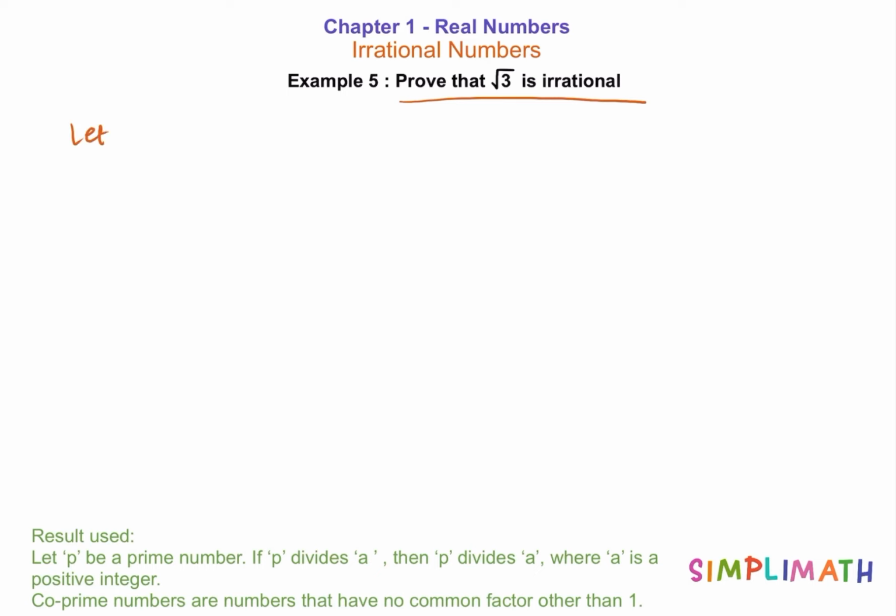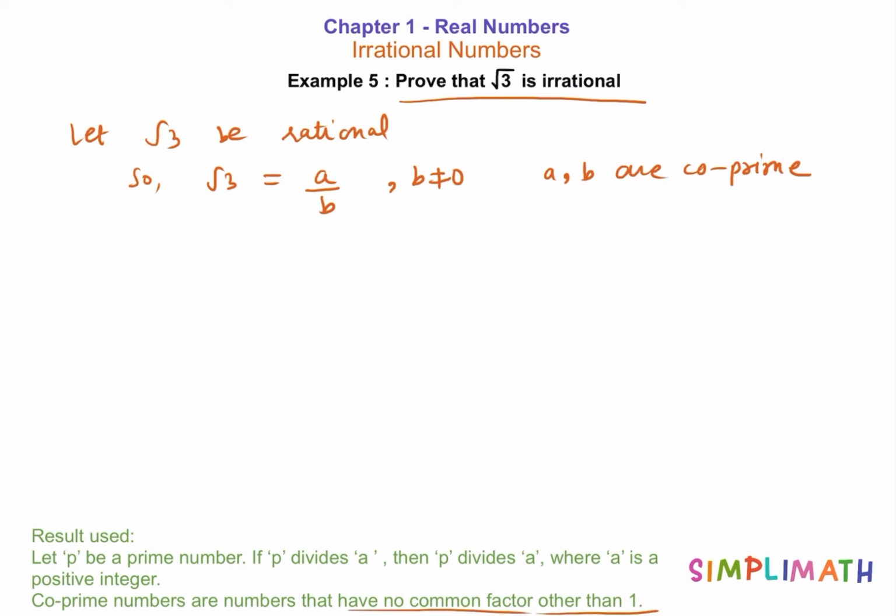Okay, so let root 3 be rational. Now we know that if we have a rational number, then it can be represented in the form of a by b, where a and b are integers and the denominator is not equal to 0. So root 3 can be expressed as a by b, b is not equal to 0, and a and b are integers such that a and b are coprime. Coprime means that there is no common factor other than 1 between a and b.